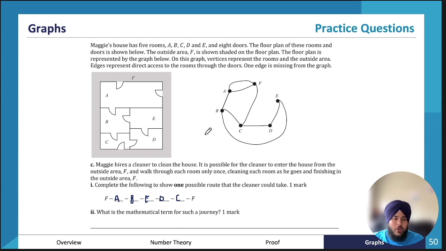What is a mathematical term for such a journey? We just mentioned this. It's a Hamiltonian path. So I'm not going to write it down, but it's a Hamiltonian path. And really important to recognize that it's a Hamiltonian cycle, not an Eulerian circuit. We are visiting every single vertex, not every single edge.